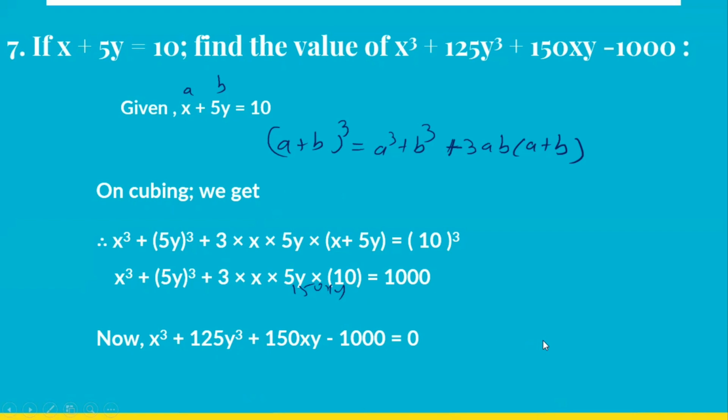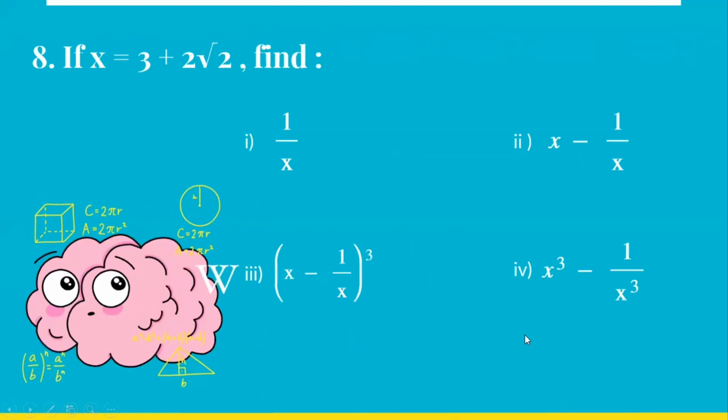Okay, got it? Now, let us start with question number 8. If x is equal to 3 plus 2 root 2, find 1 upon x, x minus 1 upon x, the whole cube of x minus 1 upon x, and x cube minus 1 upon x cube. So this is very much like your first chapter, rationalizing the denominator, which is what we are going to use. And we are going to note down whatever values we have got for each, because each of these questions is linked. So first we start with the first one.